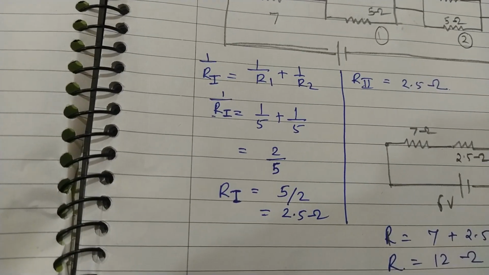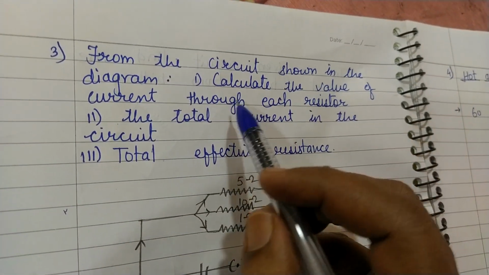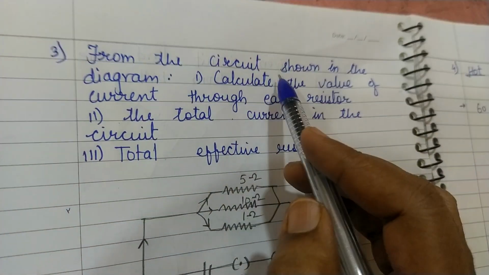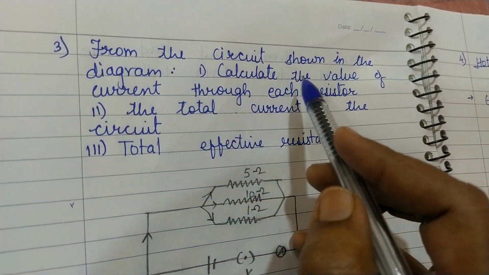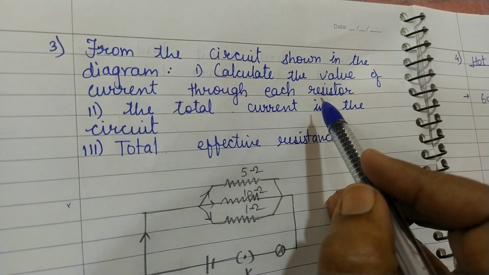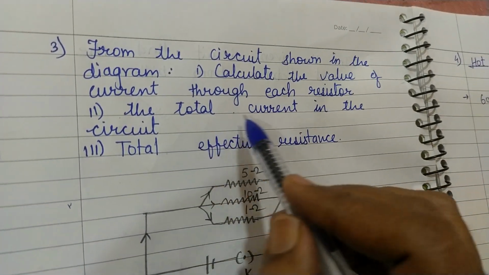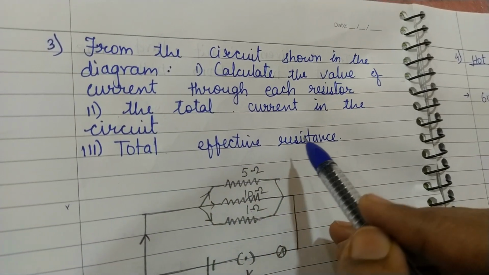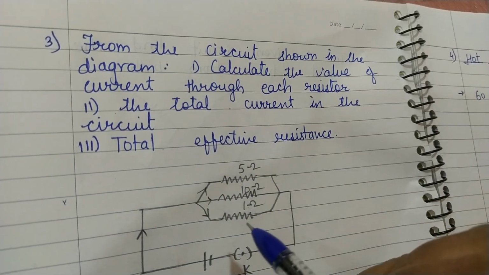One more problem we will discuss. Here is our next problem. From the circuit shown in the diagram, calculate the value of current through each resistor. First one. Second one, total current in the circuit, total effective resistance in the circuit.